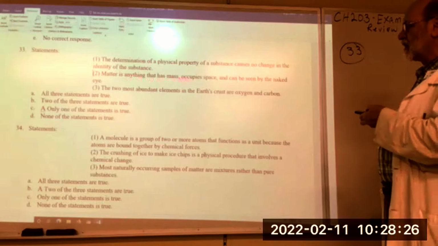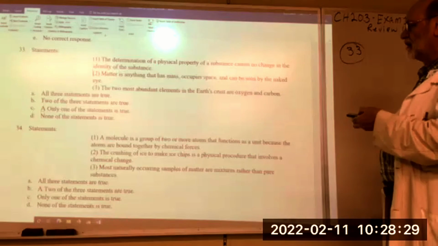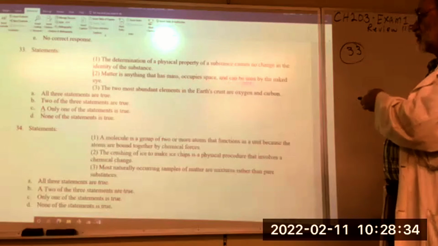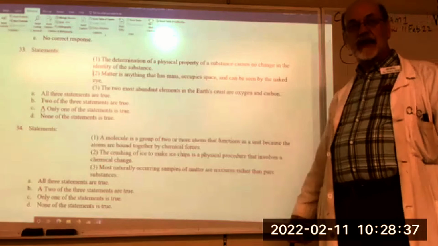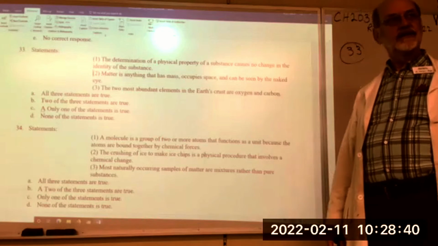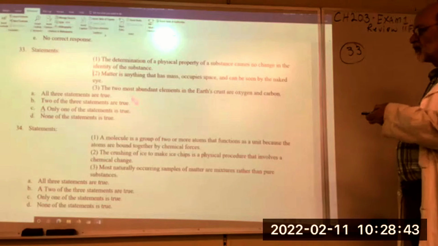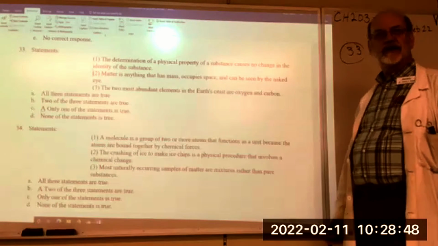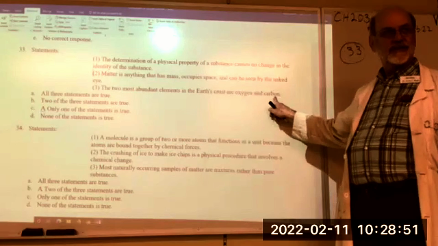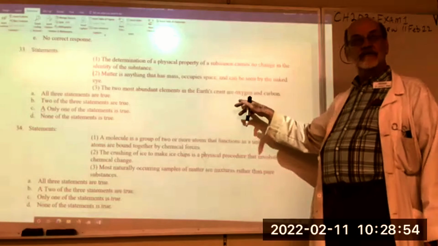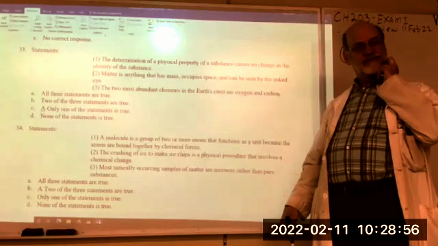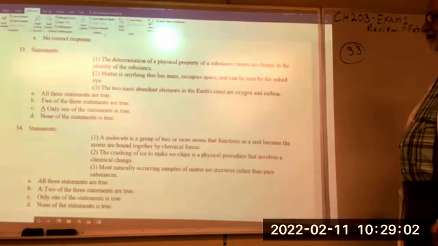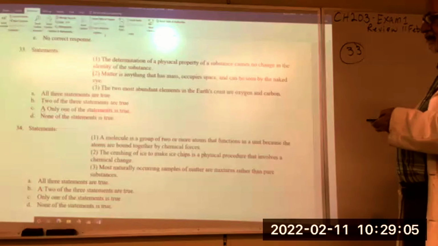Matter is anything that has mass, occupies space, and can be seen by the naked eye. Well, not necessarily. Yeah, it's mass and occupies space, but an atom has mass and occupies space, but we can't see it. Two most abundant elements in the Earth's crust are oxygen and carbon. Half right. Not carbon. Two most abundant, oxygen and silicon in the Earth's crust. So only one of them is true.